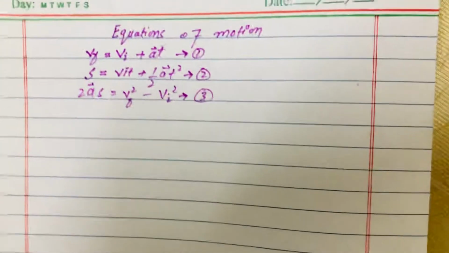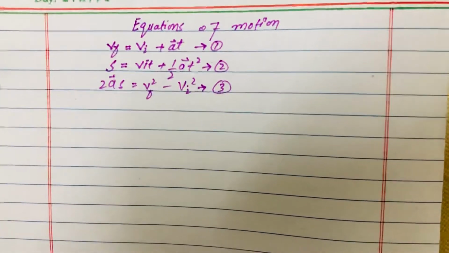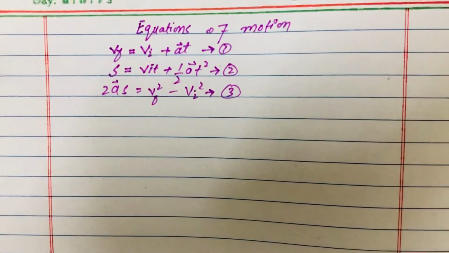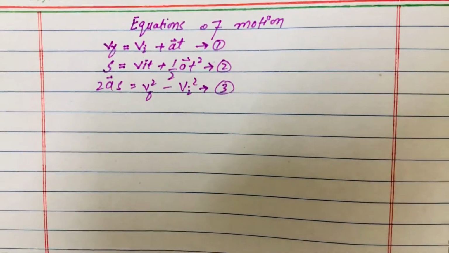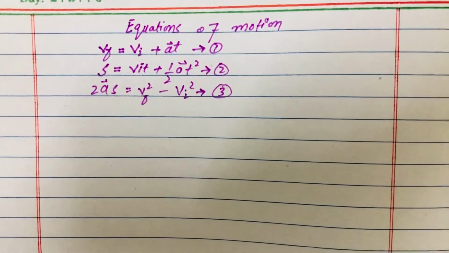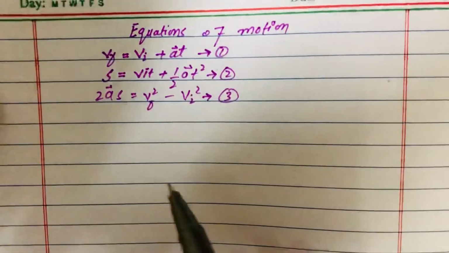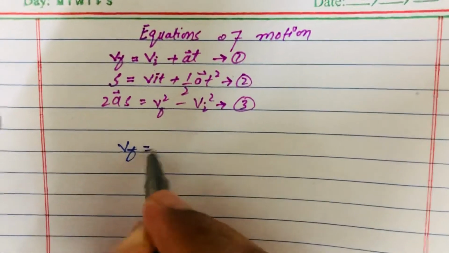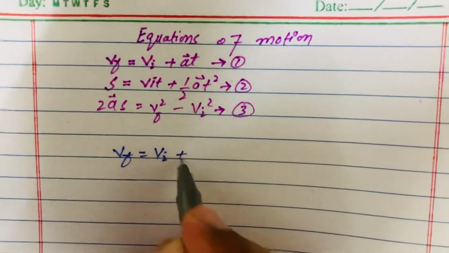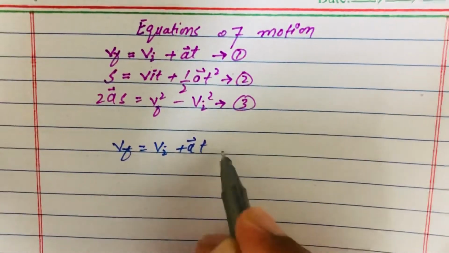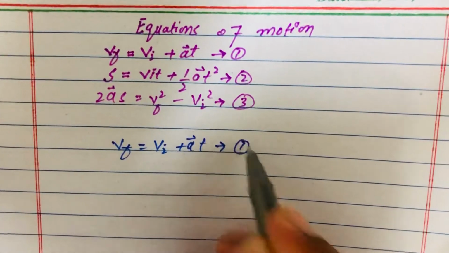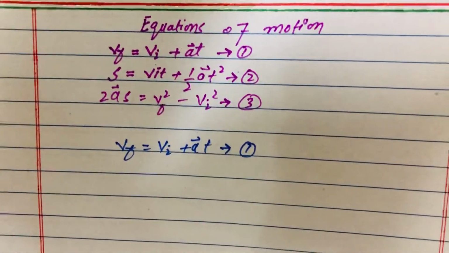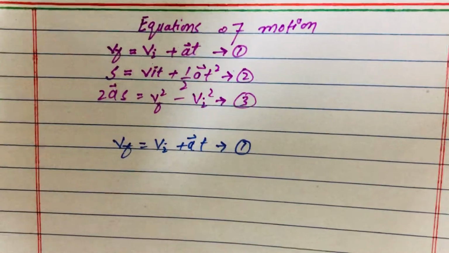But today in this lecture I will discuss the first equation of motion in detail, with a graph, in a simple way. The graph for the first equation is Vf equal to Vi plus at. This is the first equation. We are going to plot a graph for this equation.